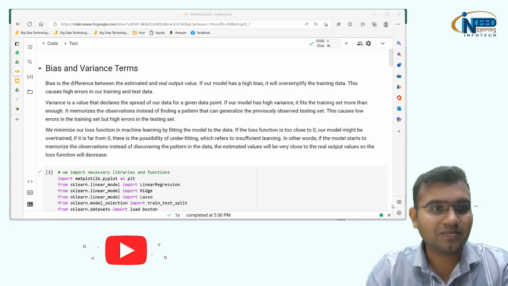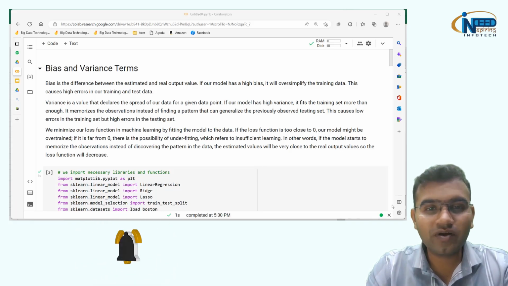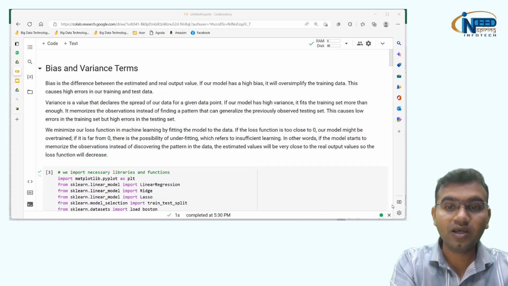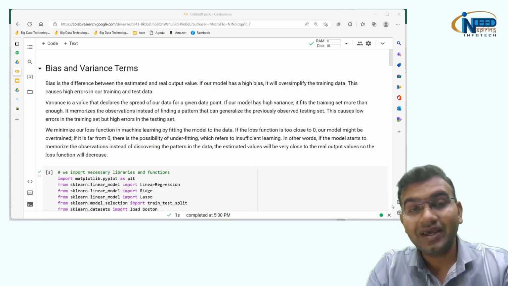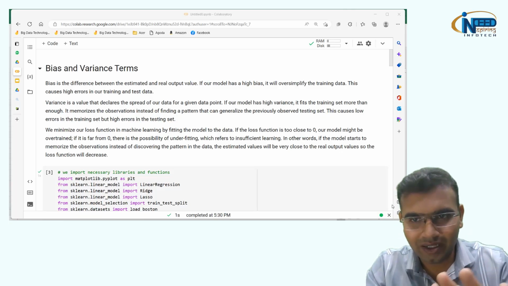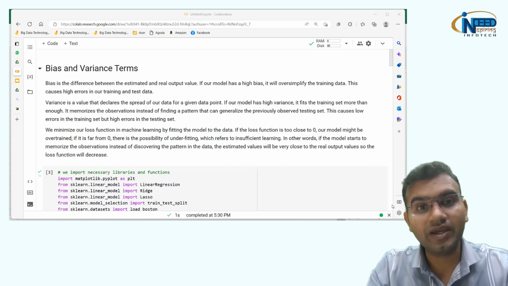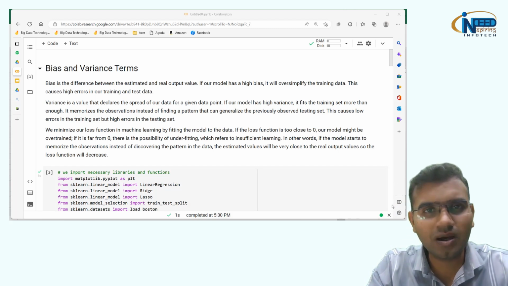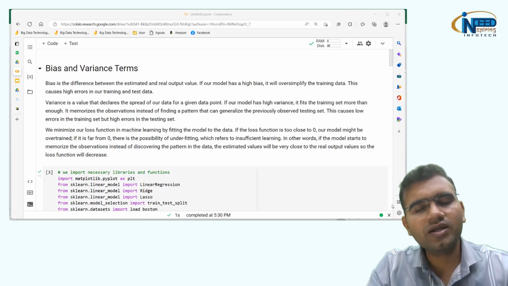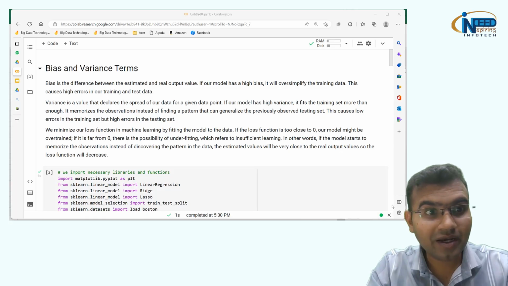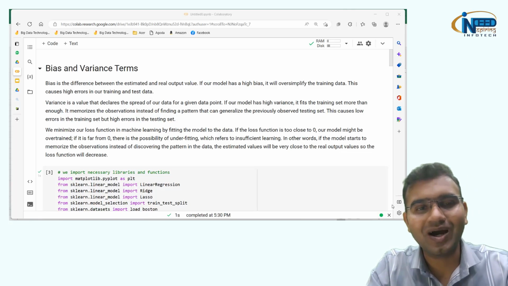Now we have variance. Now variance is a value that declares spread of our data for a given data point, which basically means that if our model has got high variance, then this means that our model learns from the training data set in such a way that whenever you give some input from the training data set itself, it is perfectly going to give you the output. But if you give some new input, then basically it won't give you a good output.